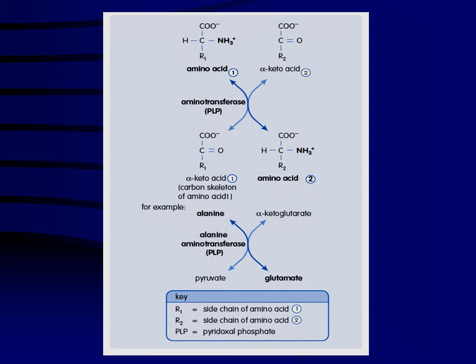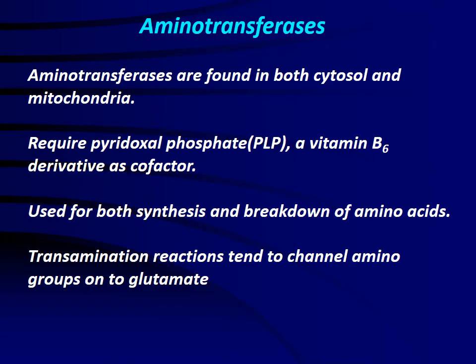Example for a transamination reaction. Alanine combined with alpha ketoglutarate in the presence of alanine aminotransferase is converted to pyruvate and glutamate. Again, pyruvate and glutamate can combine together to form alanine and alpha ketoglutarate. This is catalyzed by alanine aminotransferase enzyme.